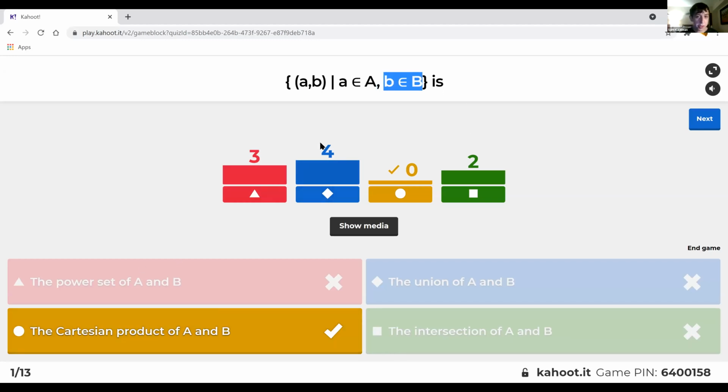So remember, the power set is going to be a set of all subsets. The union is going to be all of the elements that are in both sets. So this is looking at two elements from different sets, and the union is going to be looking at elements in both sets at least once. And then the intersection is going to be all of the elements that are in A and also in B. We can go to the next question. Let me know if there's still any confusion about the difference between all these terms.